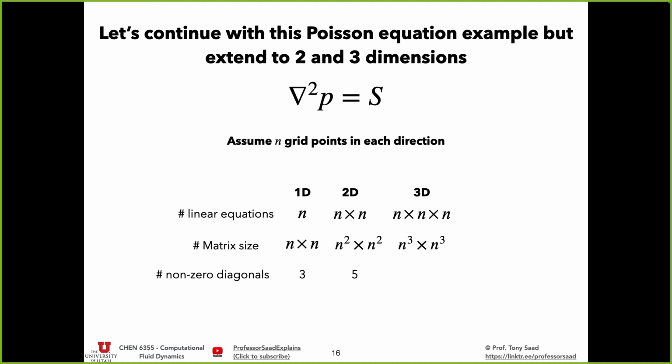All right, how many non-zero diagonals? So now you have the central point. You have east and west, north and south, and top and bottom. So you have 7, right? So you have 7 non-zero diagonals.